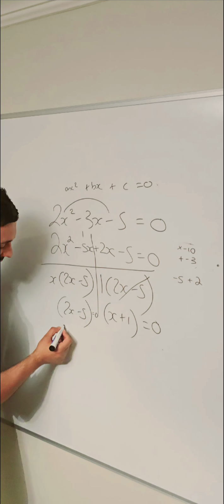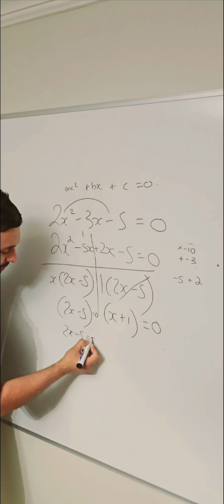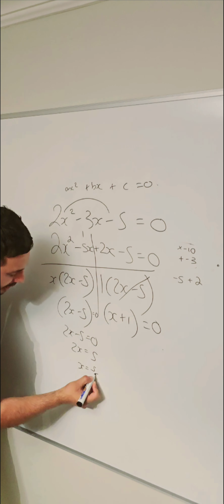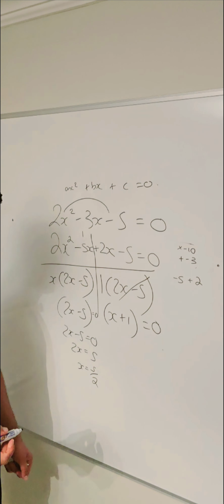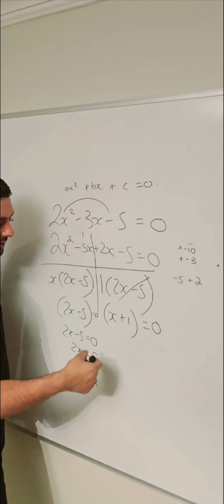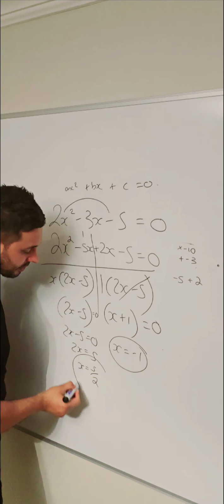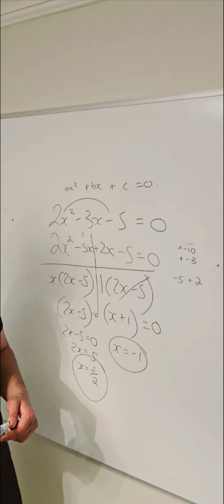So take the first equation over here and plus 5 on both sides, and then divide it by 2, and one solution of x is 5 over 2. Same on this side over here, just minus 1 on both sides. And the second solution is minus 1. So there we have it, guys. We've got two solutions of x.